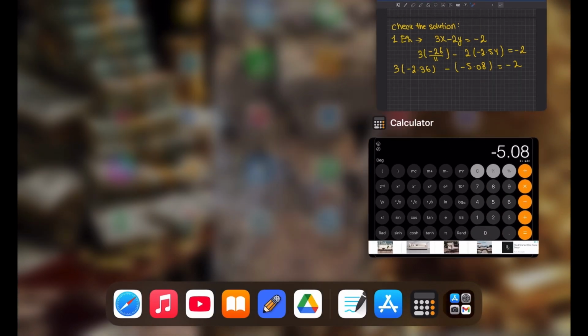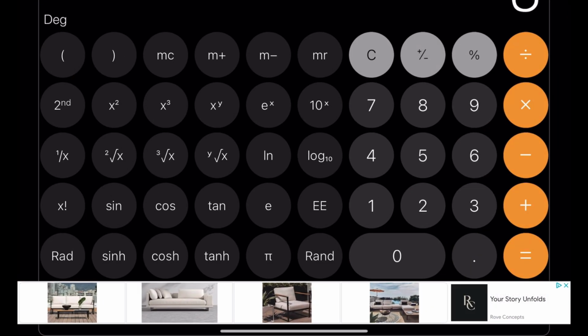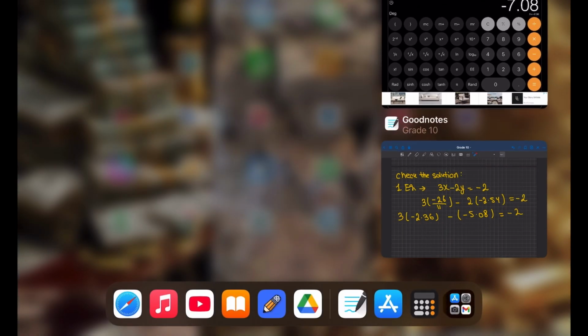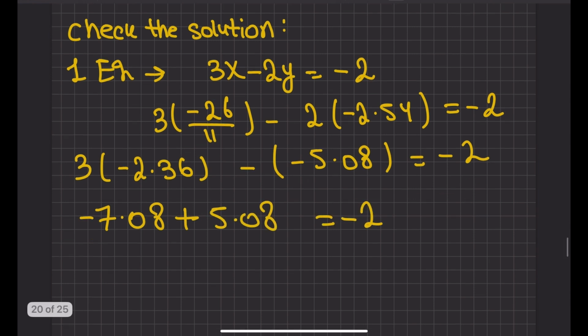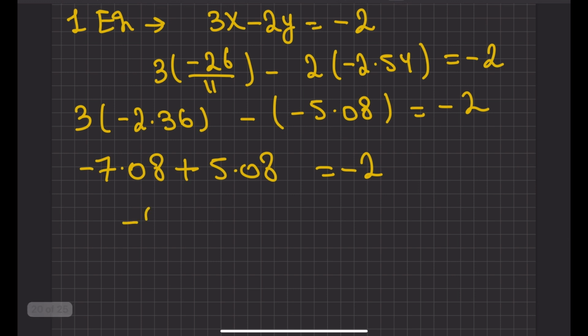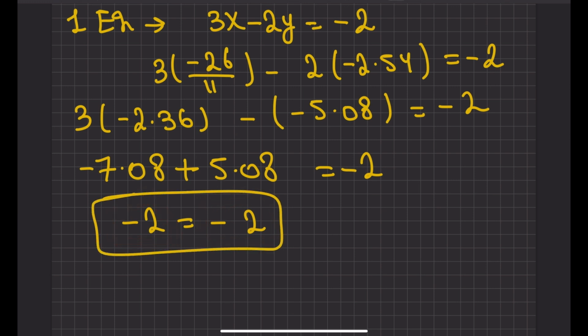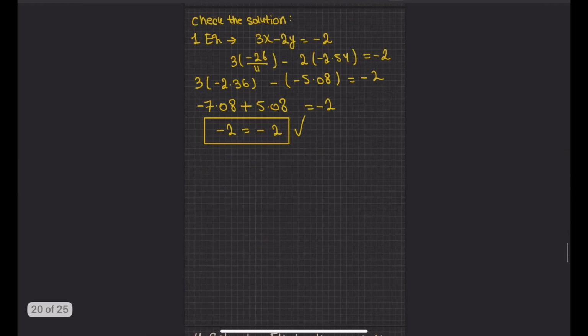So 3 times minus 2.36 is minus 7.08, minus 7.08, minus 2 times minus 2.54, minus times minus is positive 5.08. Minus 7.08 plus positive 5.08 is going to be -2, and this is -2, so you can see the right side and left side are equal. That means the solution is correct, and you put just one check mark here.